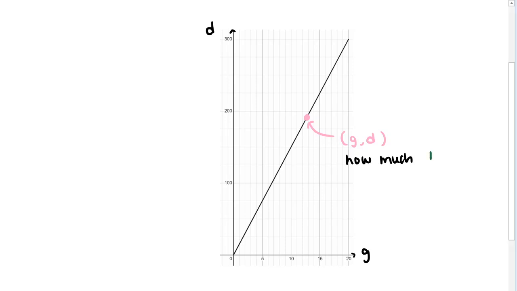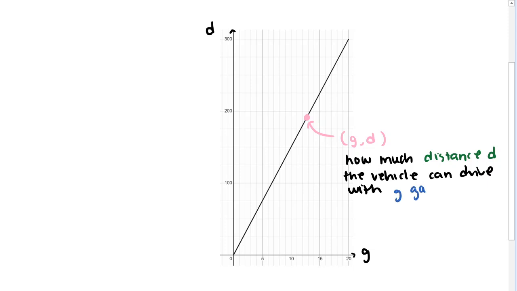distance D the vehicle can drive with G gallons of gas in the tank.